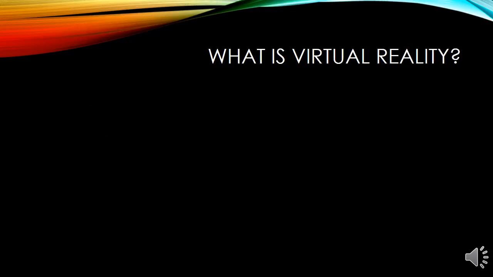Now we will discuss virtual reality. First, we have to start off by knowing what it is. Virtual reality is a computer-generated simulation of a 3D image or environment that can be interacted with in a seemingly real or physical way by a person using special electronic equipment, such as a helmet with a screen inside, or gloves fitted with multiple sensors.